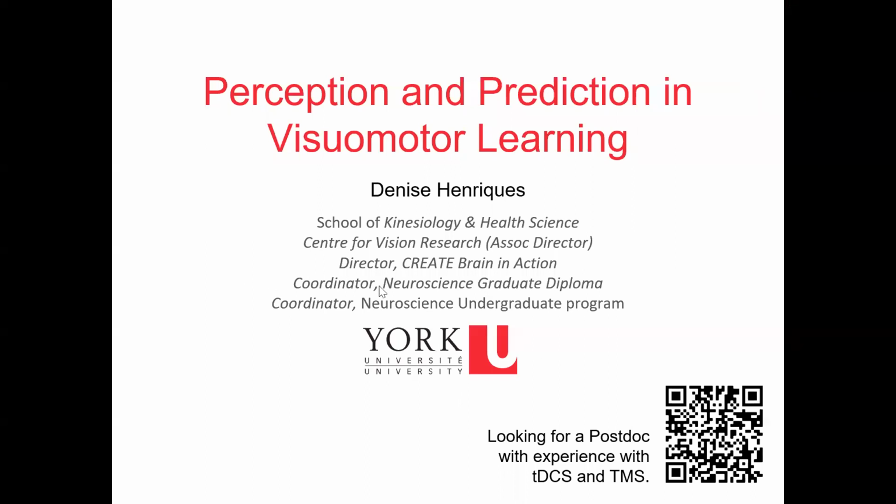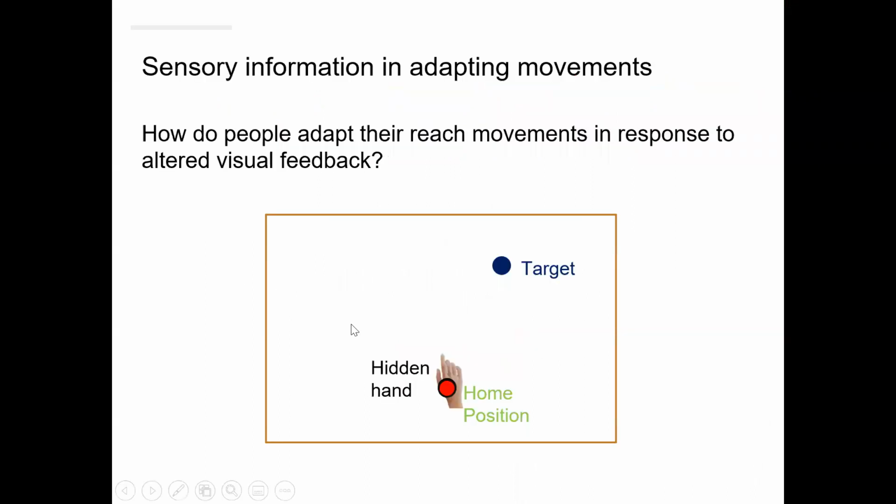Okay, so thanks again. My main research program involves investigating how people adapt their reaching movements in response to altered visual feedback of the hand. And this type of visuomotor learning, also known as adaptation, is widely used to investigate and model learning processes that are likely incorporated by other types of motor learning, including skill acquisition, but in a more reasonable time frame.